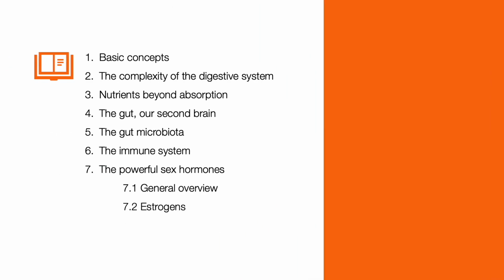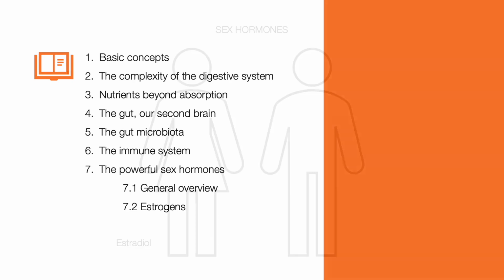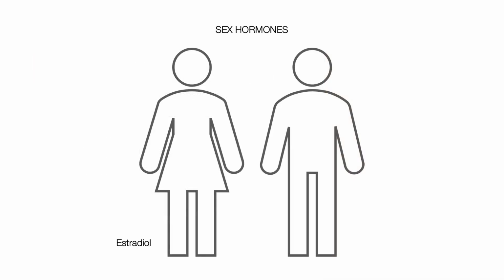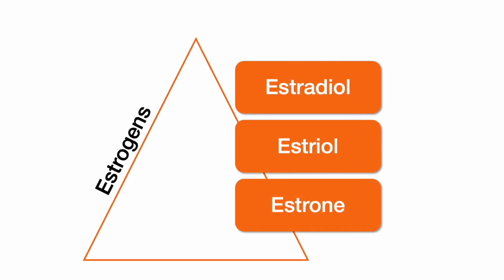In this video, we will talk about estrogens. Estradiol is a sex hormone produced by the female sexual organs, that is, by the ovaries. Estradiol is an estrogen but not the only one. The three most important estrogens are estradiol, estriol, and estrone.